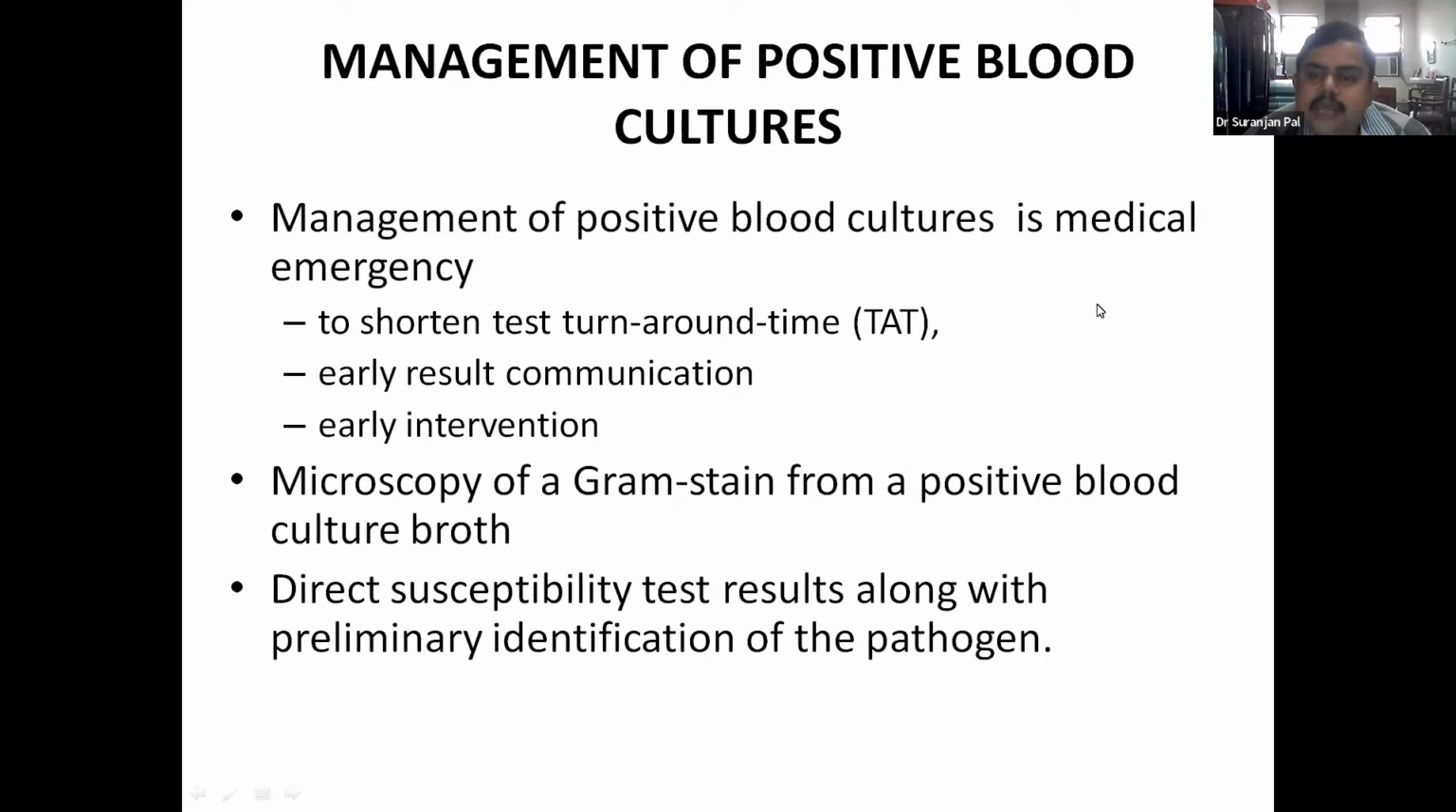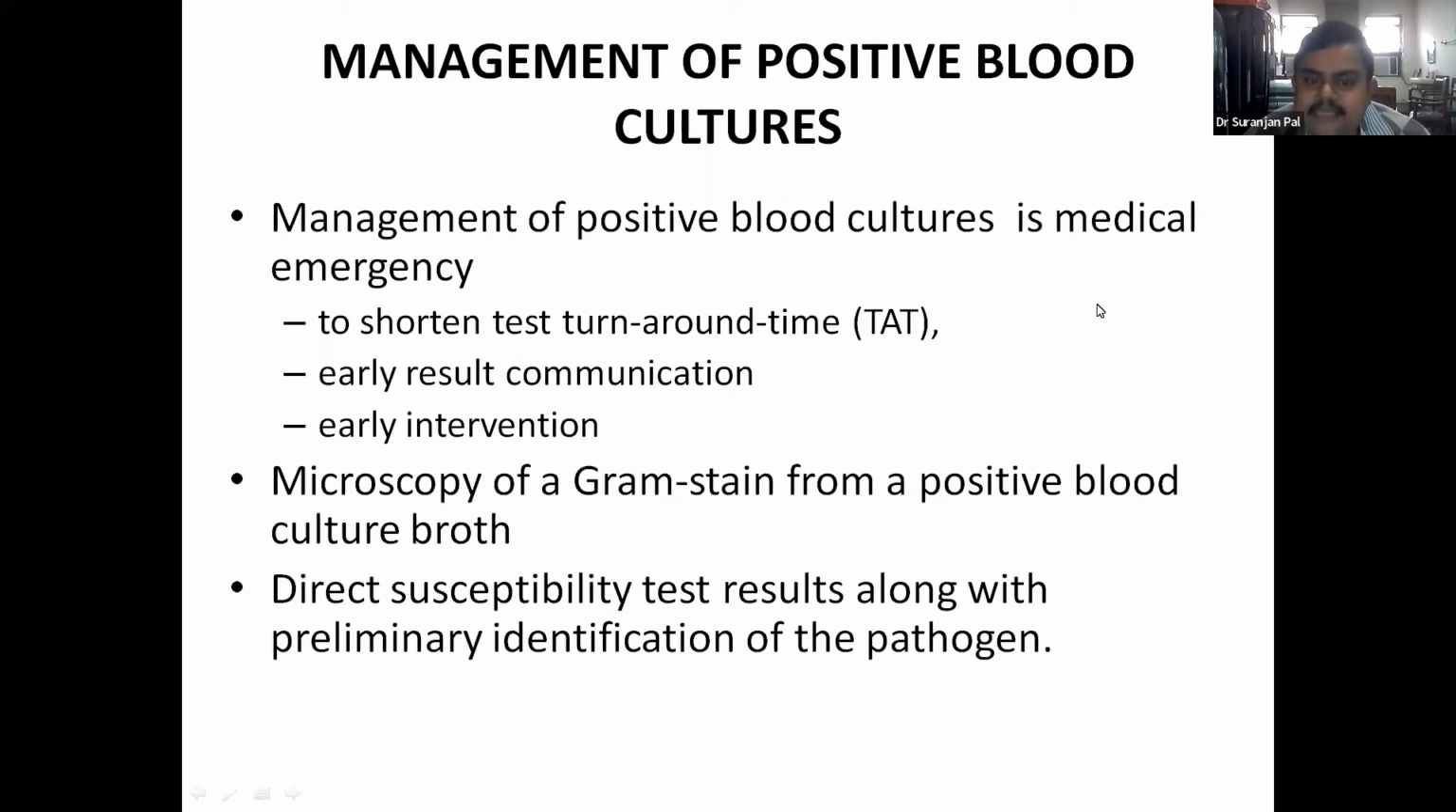Microscopy from a positive blood culture broth, like from an automated system, we can directly stain from that broth and get what organism we are getting from that positive signaling broth. In case of the automated detection system, we must communicate it to the clinician, because Gram stain promotes the choice of anti-infective therapy. Thus, as per the policy of an institute, we can give it to the patient.